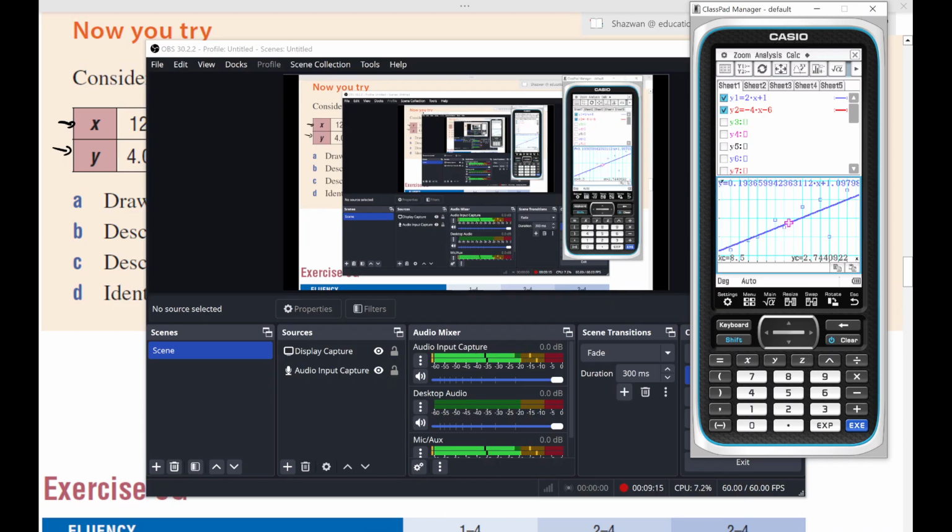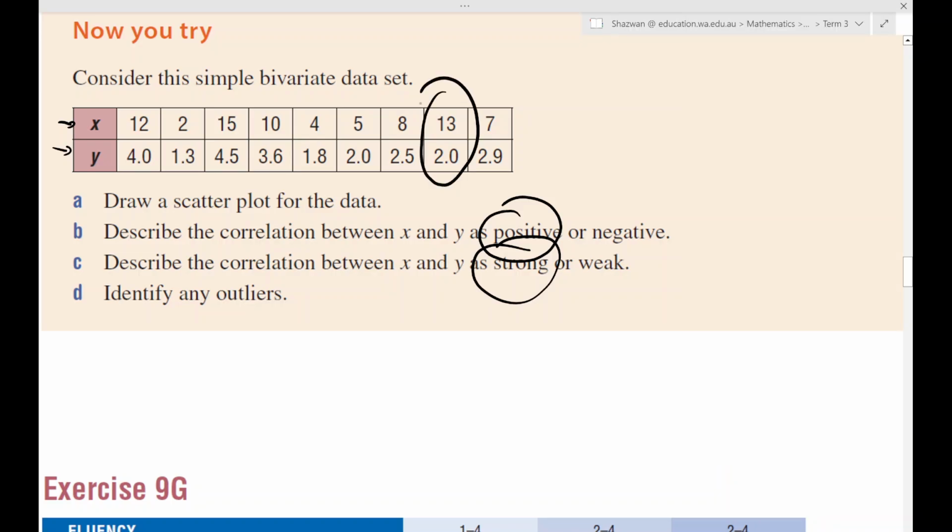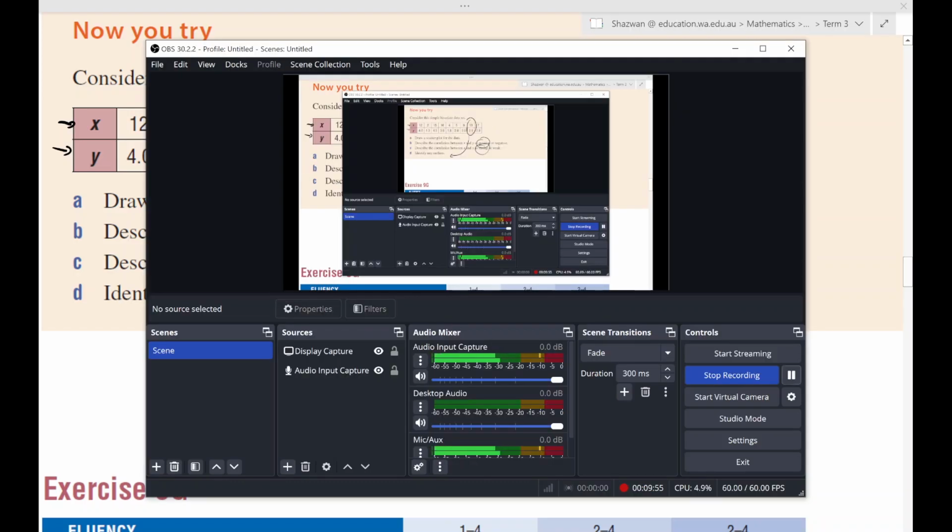Okay, yeah, no. So I do want to go analysis trace, and that will initially put me onto my line of regression, and I can scale up and down my line of regression using my arrow keys, just like this. But if I wanted to look at my actual scatter points, I would have to use my up or down arrow key, and that would shift me from my line to my points. And then I can just cycle through until I find the point I want. That's x is 13, y is 2. There's my outlier. Okay, all done.